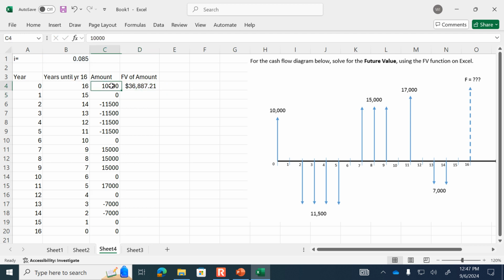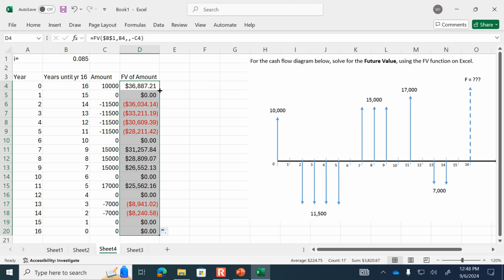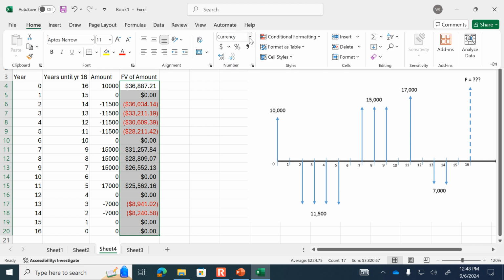So it's going to tell me, for example, that $10,000 at year 0 compounds into $36,887 if you have it compounding at 8.5% each year. So if I move that money forward in time, it's going to get bigger because it earned interest. Now I can apply that same function. So you've seen me click and drag it down. Another way to do it is just double click. If you just double click on that thick green box, then it'll fill the entire value. And you know I don't like this red cell formatting. So here I can just select currency and it'll get rid of that.